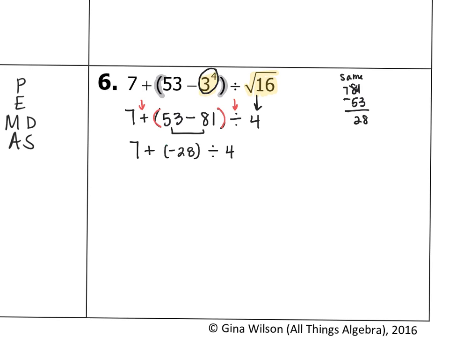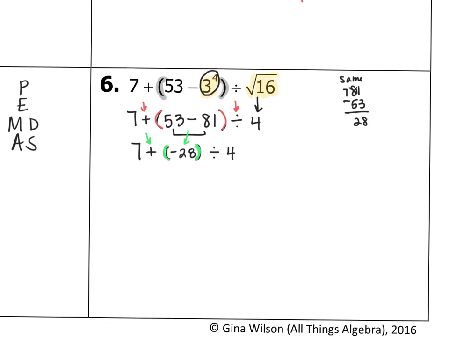Now notice how I kept this in parentheses because it was negative 28 and I already had a plus sign there. So I wanted to keep this negative number inside parentheses so that the plus and the minus would be kind of like separated from each other. Now you can see you have addition and division. So we have to take care of the division first.